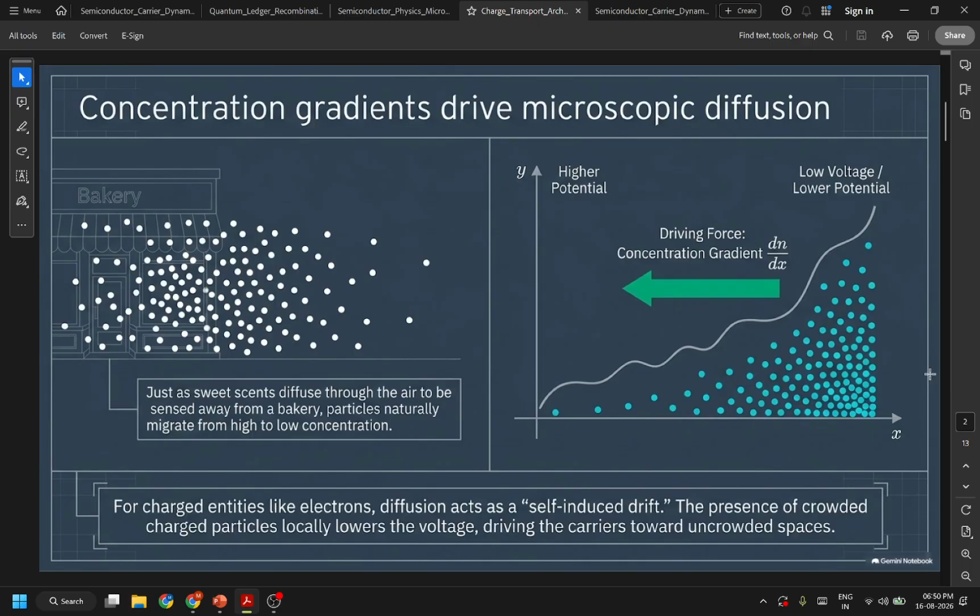So you have a lower potential region and a higher potential region. Particles will naturally move from the low potential to the high potential region with concentration gradient dn by dx. For charged entities like electrons, diffusion acts as a self-induced drift. The presence of crowded charged particles locally lowers the voltage, driving the carriers towards uncrowded spaces.